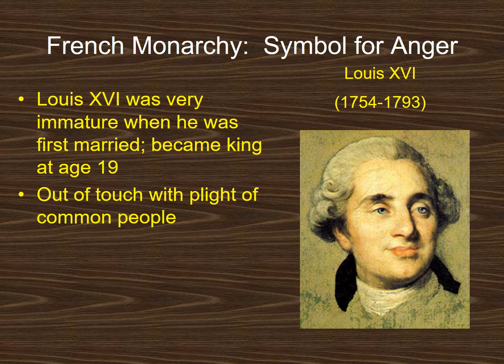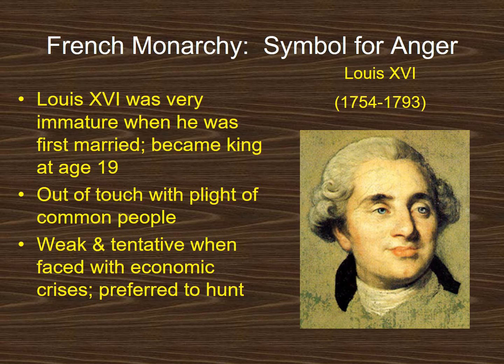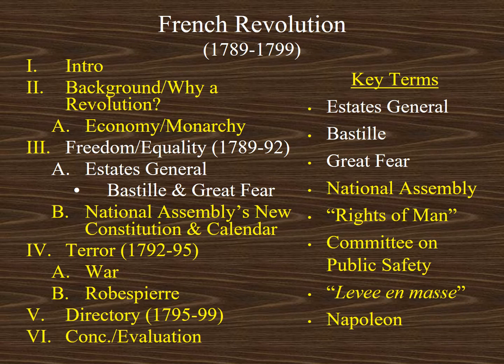He lived in Versailles and spent very little time with commoners. He was faced with many economic problems, and he just wasn't experienced enough. He was weak and very tentative. In fact, rather than wanting to focus on ruling, he preferred to hunt instead. That's just a little bit of background to the French Revolution. Let's now look at the first phase of the revolution itself.